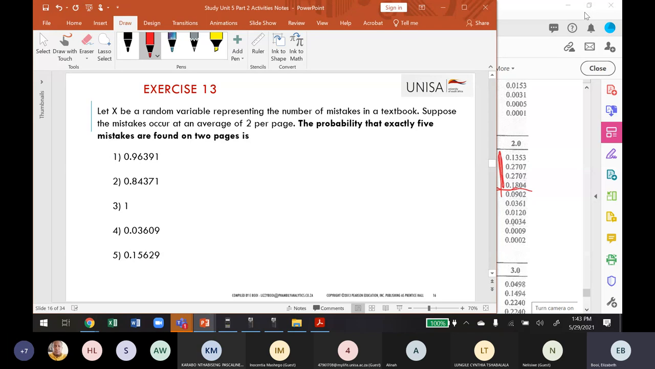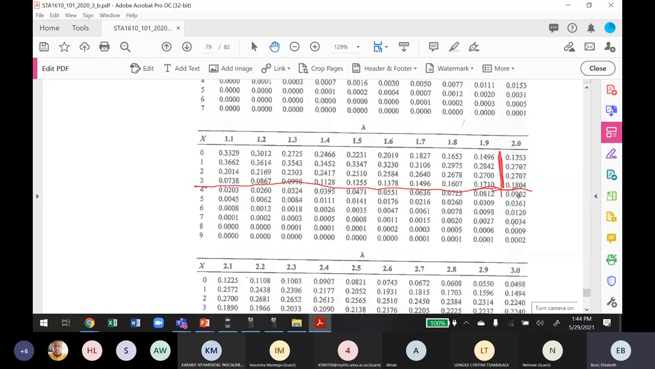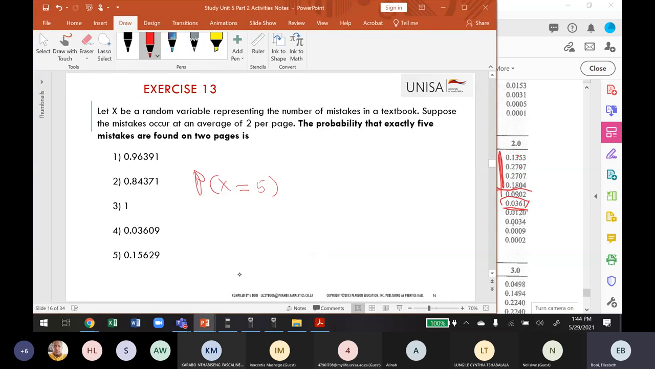Do you have the answer? We're still using lambda 2. Okay, say it is option 4. So what are we calculating here? The probability that X is exactly 5, which will just be X equals 5. Counting 0, 1, 2, 3, 4, 5. It should be 0.0361, which is option 4, and that is correct.